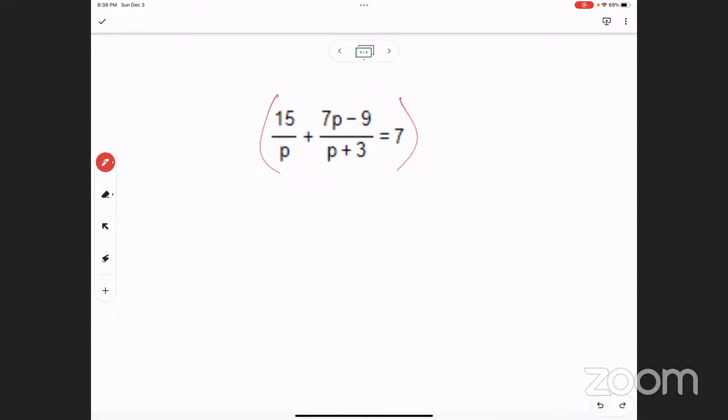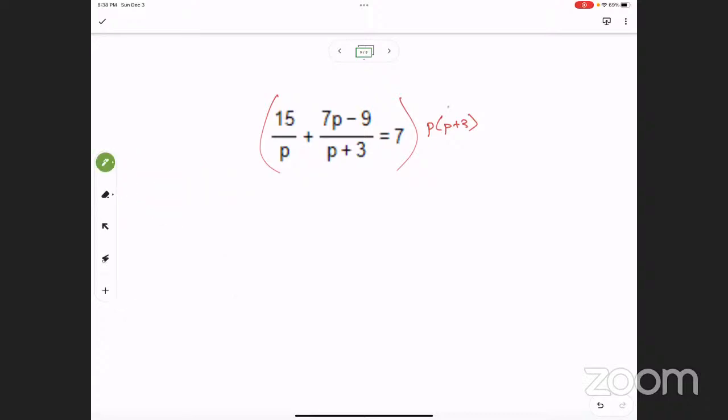Clear them out. Okay. So how would you get rid of them? By multiplying by 7? No. What am I multiplying everything by? P and P plus 3. So you want to multiply it by the least common denominator of all the fractions, or all the denominators. So it's P and P plus 3. Why am I doing that?